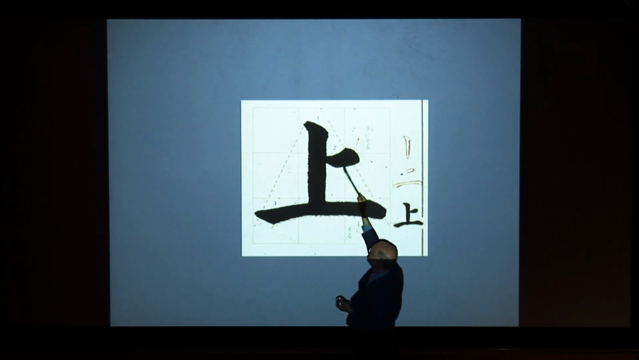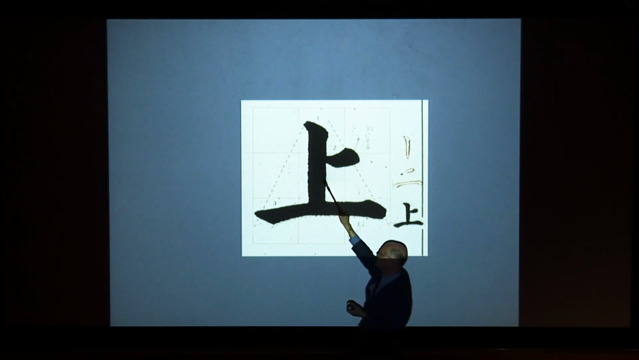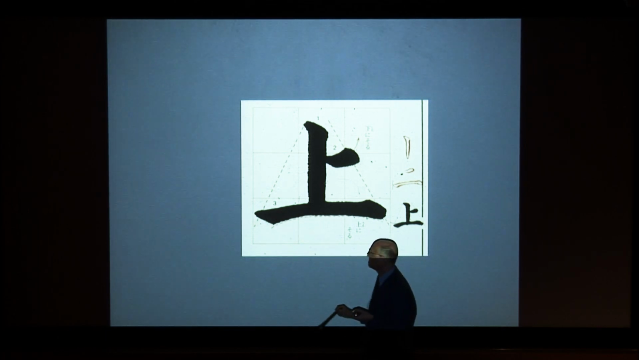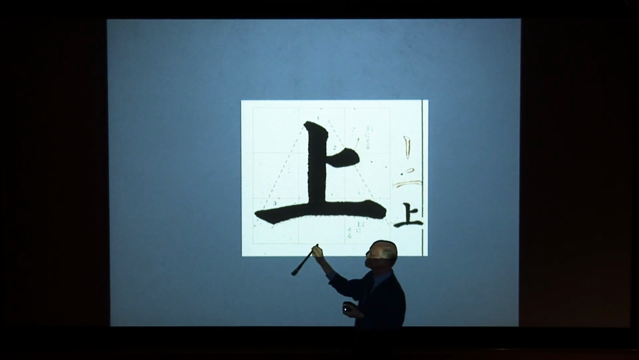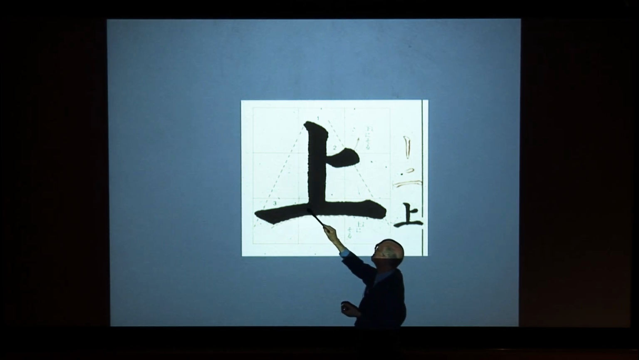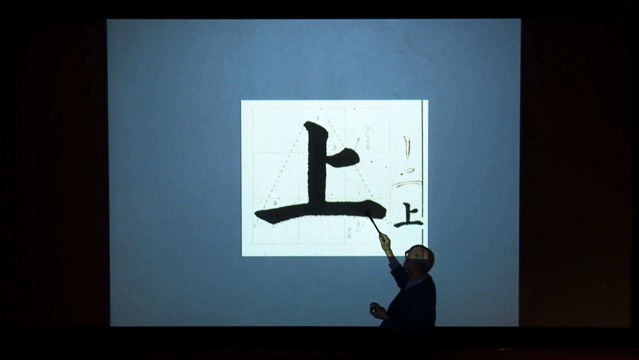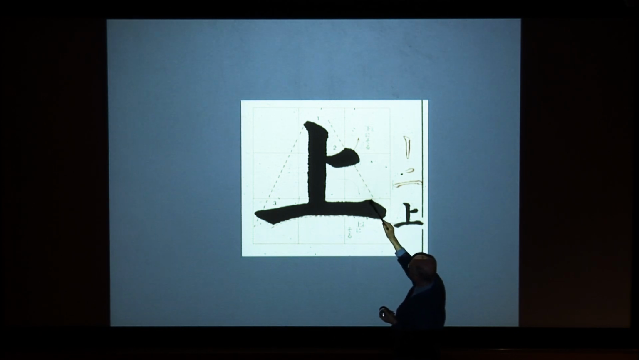Where you place this dot is critical. Too high, and it will look as if the structure here is weak. Too low, and it looks dumpy. Notice how this stroke is not a line, but it's a trajectory. It has an arc. It bends up. The calligrapher came across and then ended with this rounded tip that finishes the character.